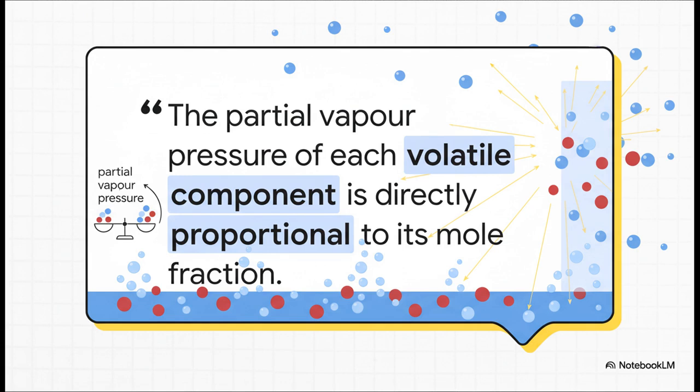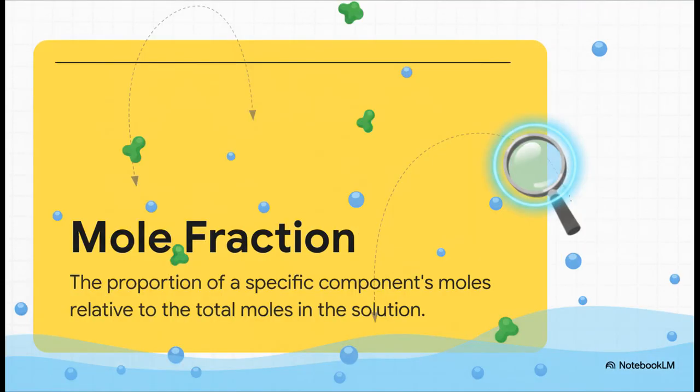And that availability is measured by something called its mole fraction. So what's a mole fraction? It's way simpler than it sounds. It's just the proportion of one thing in a mixture. So if 90% of the molecules at the surface are water, its mole fraction is 0.9. Raoult's law just says the vapor pressure will be about 90% of what it would be if the water were totally pure. It's this beautiful, direct relationship.